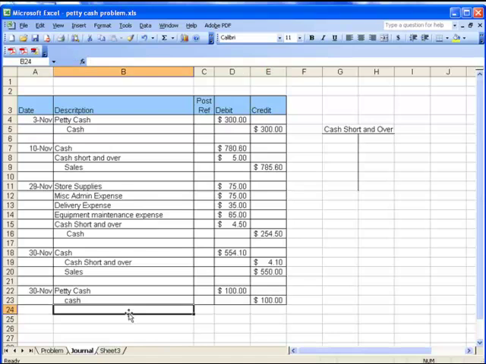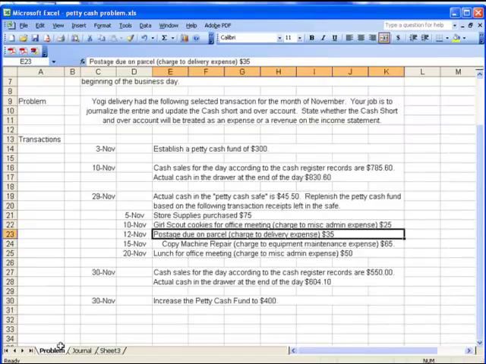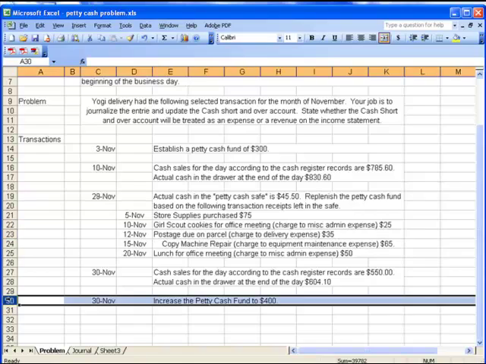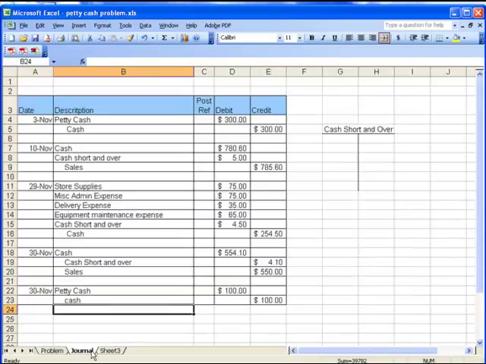Now, be careful here. Depending on your textbook and the wording of the problem, this particular transaction could say, increase the petty cash fund by $100, or it could say, increase the petty cash fund to $400. It would require the same journal entry, but read carefully what the question is telling you to do. Increase it by a certain amount or increase it to a certain level. And depending on how it's stated, that will determine what your adjusting entry is here to get it to that correct amount.